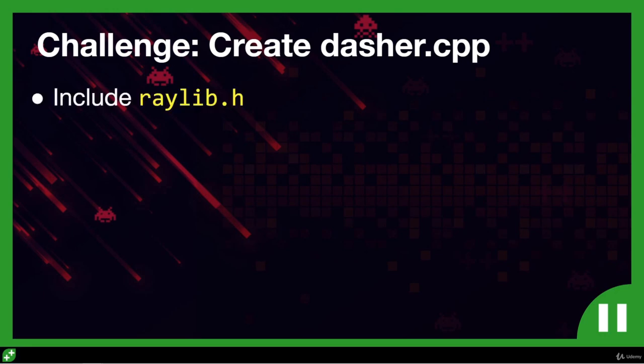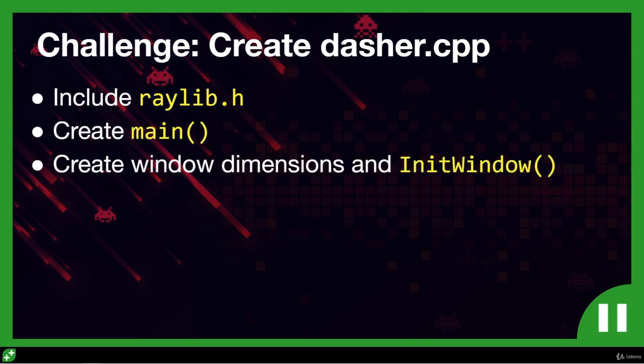This means you need to include the raylib header file so we can have access to raylib. You also need a main function. And inside the main function, we're going to need to create some window dimensions for InitWindow. So create a couple of integer variables for the window width and the window height. Go ahead and call InitWindow and pass those in, as well as selecting text for the window's title bar.